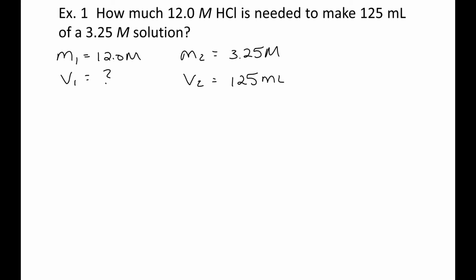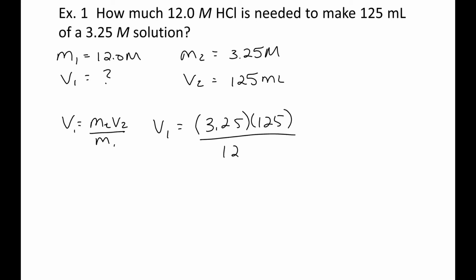Okay, so we're going to use the equation V1 equals M2 V2 over M1. So V1 equals 3.25 times 125 divided by 12.0, and V1 is going to equal 33.9 milliliters.